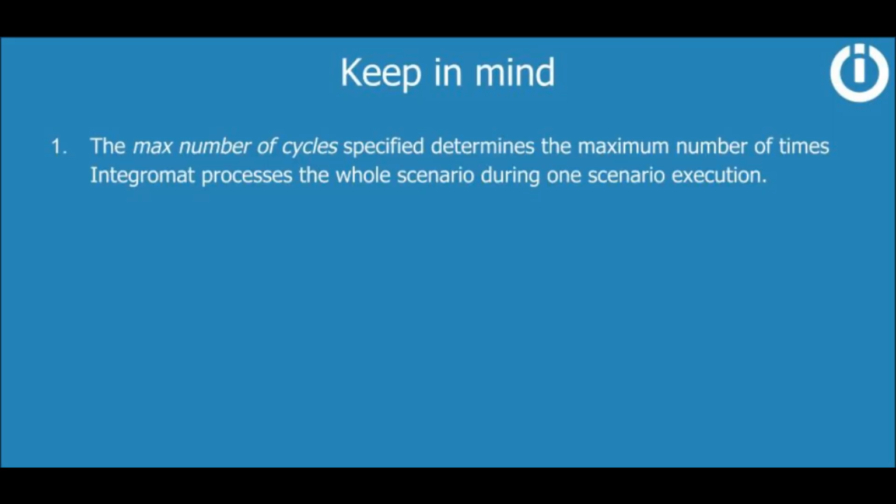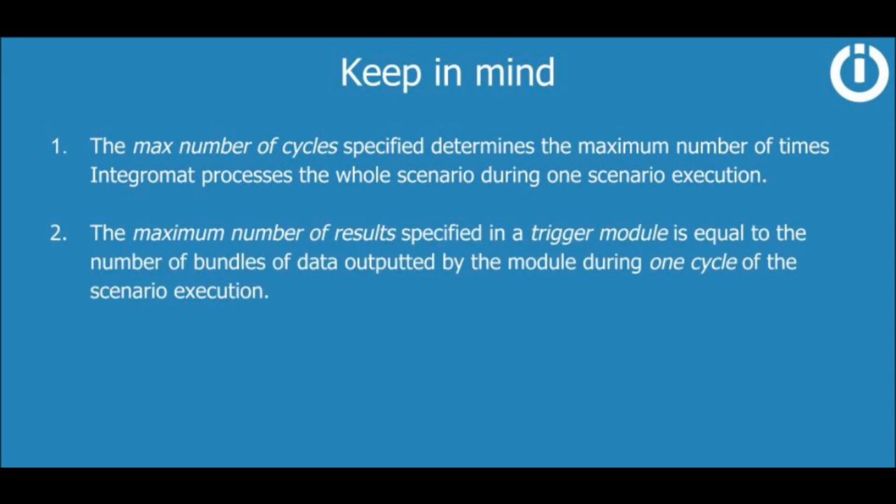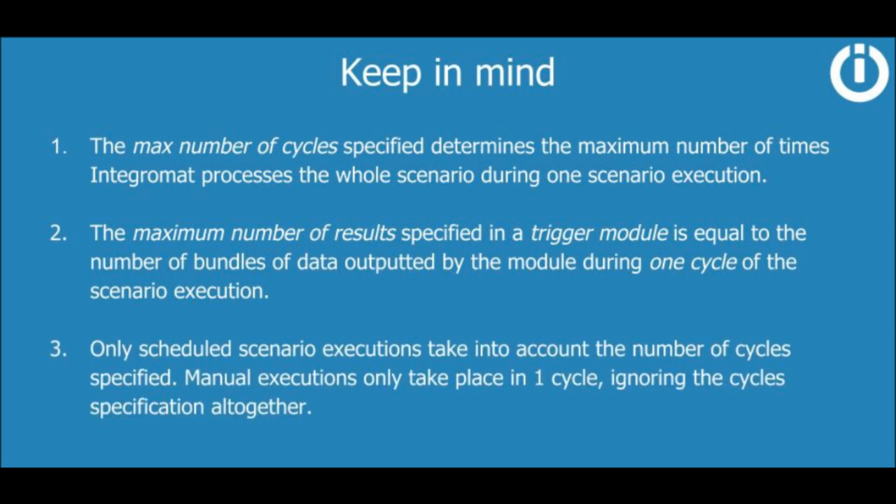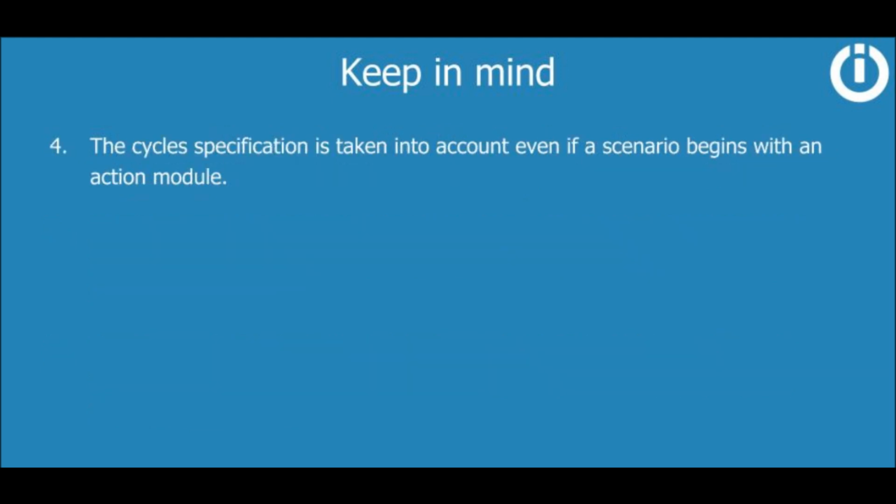Before you proceed, take note of the things to keep in mind when working with cycles. The max number of cycles specified determines the maximum number of times Integromat processes the whole scenario during one scenario execution. The maximum number of results specified in a trigger module is equal to the number of bundles of data outputted by the module during one cycle of the scenario execution. Only scheduled scenario executions take into account the number of cycles specified. Manual executions only take place in one cycle, ignoring the cycle specification altogether. The cycle specification is taken into account even if a scenario begins with an action module.